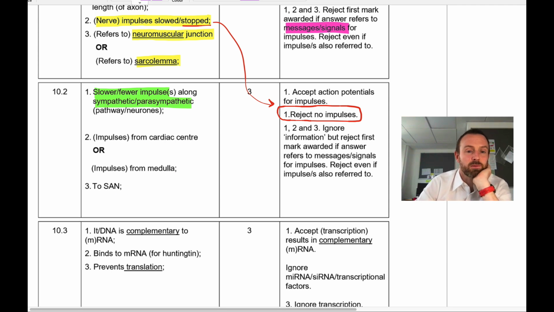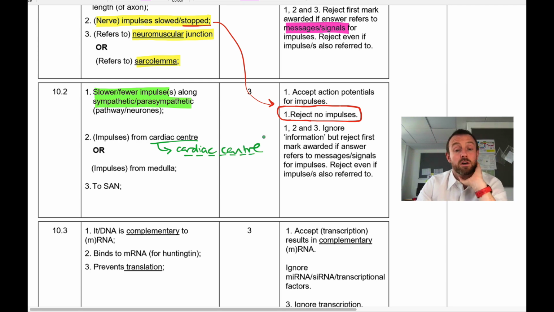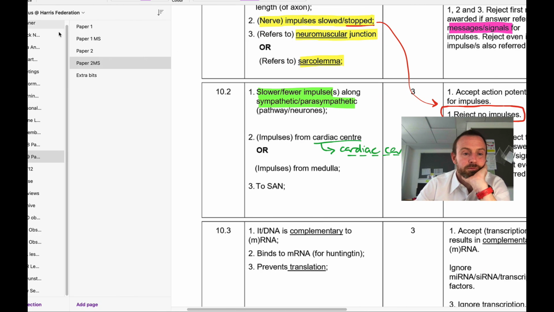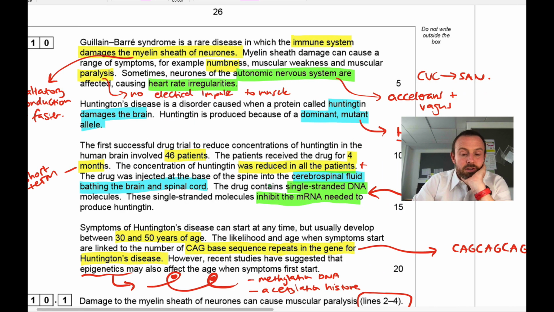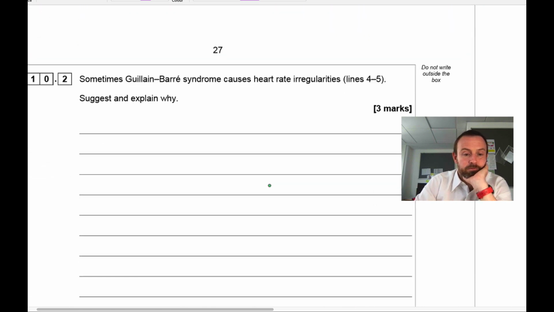Now I'm wondering, my brain is still mainly wired for OCR, and in OCR we call this the cardiovascular center. In AQA, I think you'd probably be credited for it, but it's cardiac center in AQA, I've got to remember that. Cardiovascular center is what it's called in OCR. It's the same thing, of course, but the language they want you to use is very specific. Okay, what's next? Done that one.